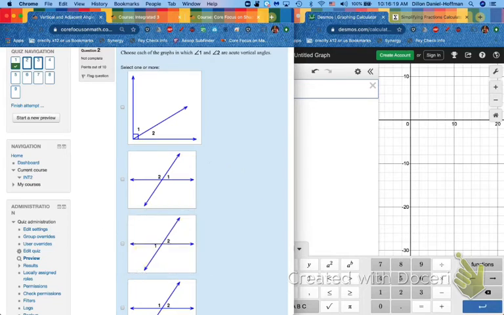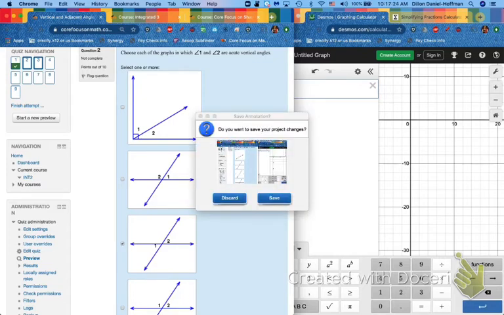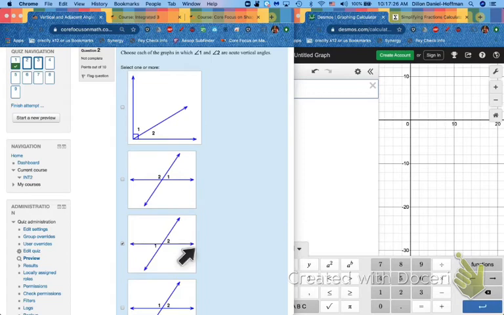There's the yawn. But we want the acute ones, so find the shape where 1 and 2 are right there. And match up your angles.